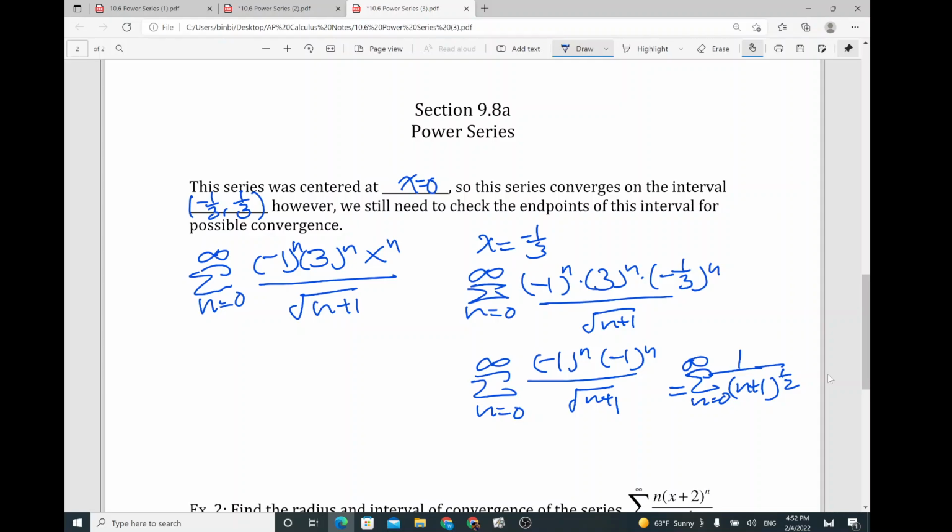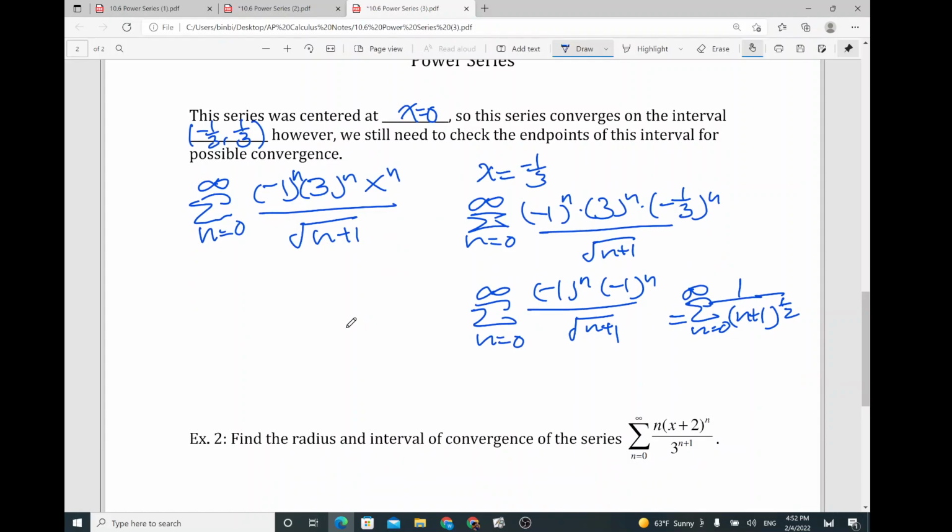And this one we can certainly use the limit comparison. For the limit comparison, you try to compare it to 1 over n to the power of 1/2. Since 1/2 is less than 1, by the p-series test this one is going to be considered a divergent series. So this one diverges. If that's the case, the endpoint is not considered part of the interval of convergence.